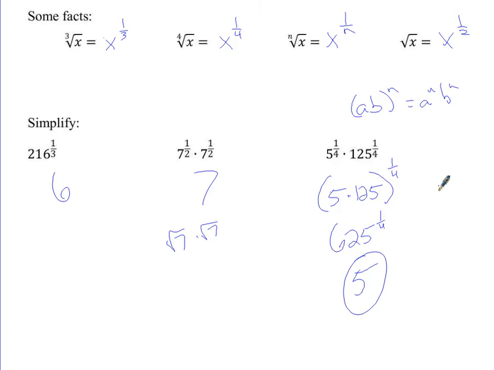We're using properties of exponents here to simplify this down. If you type this into your calculator, 5 to the 1/4 times 125 to the 1/4, it'll just give you 5 and you won't know why. You need to know why, because pretty soon we're going to be working with letters, not just numbers.